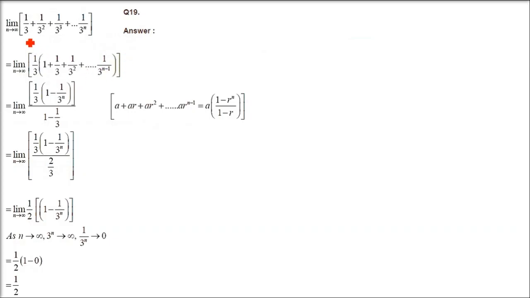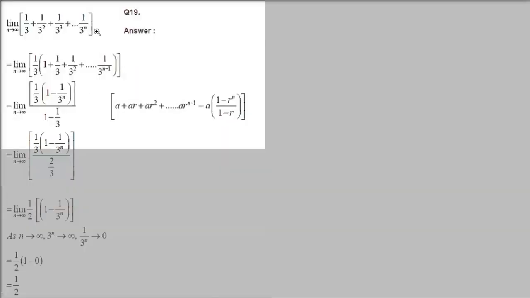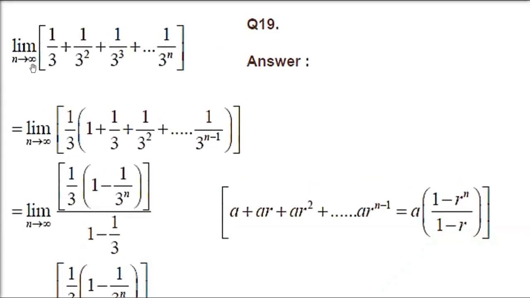Now this is question number 19. Limit n tends to infinity, 1 by 3 plus 1 by 3 square, and this goes up to 1 by 3 to the power n. If we apply n tends to infinity here, it will be 1 by infinity, that is 0, and you get 1 by 3 to the power n. So how to get the previous terms, how to get that addition?